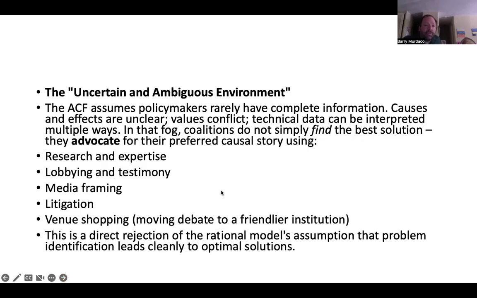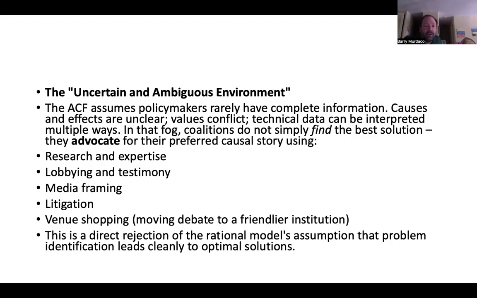The ACF assumes policymakers rarely have complete information. So here again, we come to this idea that lack of information is the biggest obstacle, not power. Not that one side has more power than the other.